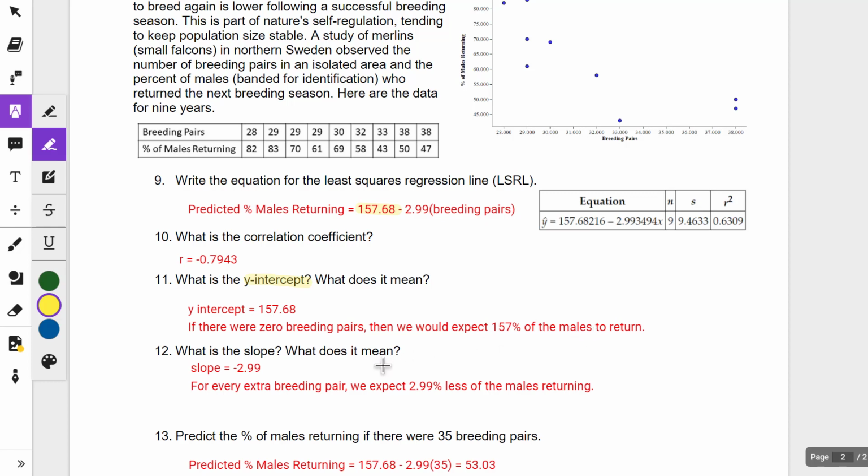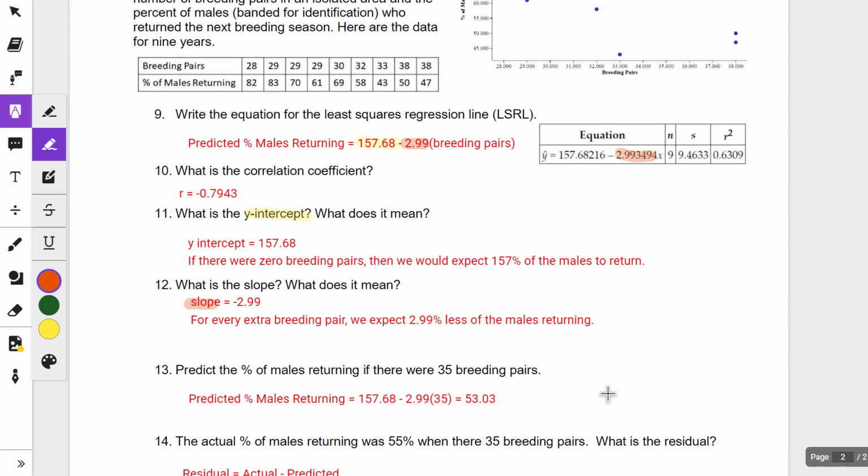All right. What is the slope and what does it mean? So the slope has to do with this number right there. So I had kind of rounded this big giant number that I had over there. So every time this goes up by 1, and since x is the number of breeding pairs, so for every extra breeding pair, we expect 2.99% less of the males returning.